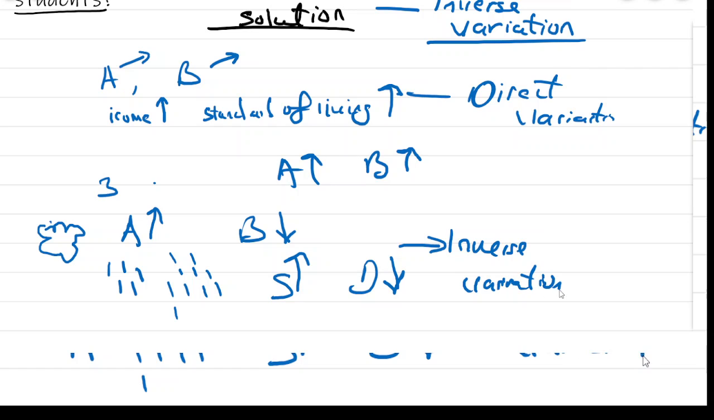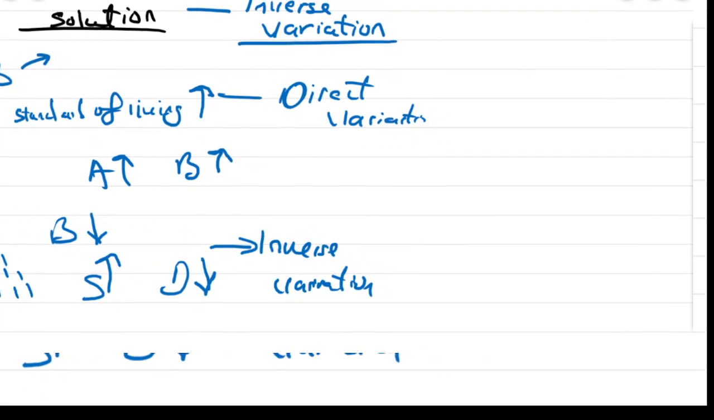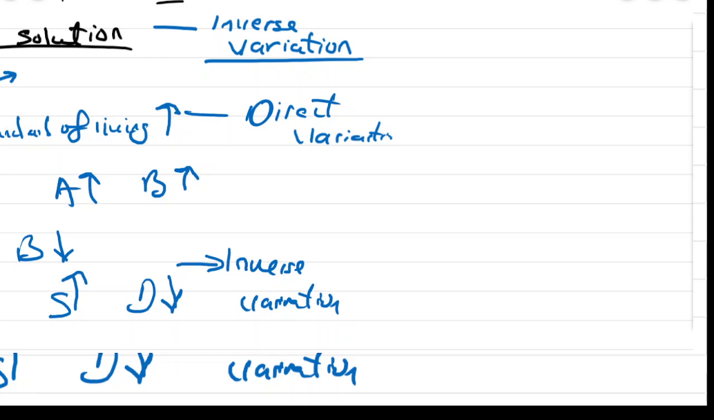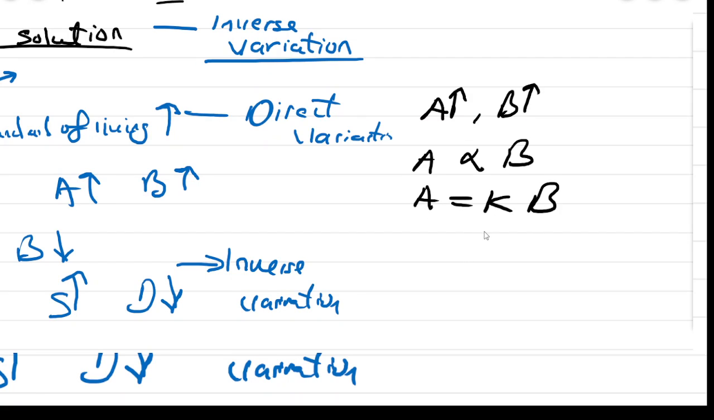For these two types of variation, there is always one mathematical quantity related to them. Let's see the mathematical quantity. For direct variation, if as a increases, b must increase, then we say that a varies directly as b. We usually write this as a equals k times b. This k is a constant, so as a is increasing, k is multiplying b, like b increases by a multiple of k.